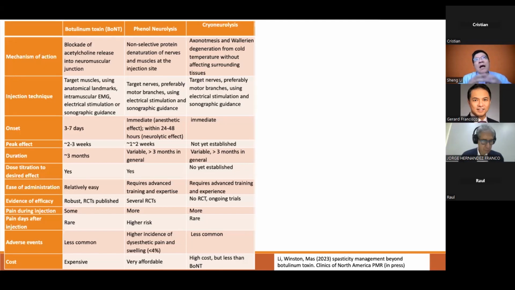So in general, phenol and cryoneurolysis both have a very similar treatment profile: immediate effect, long lasting, at least more than 3 months, usually in a range anywhere from 5 to 10 months. Both are not FDA approved yet, but there's a study ongoing. Phenol has more side effects as compared to cryoneurolysis at this time, and both are more affordable than botulinum toxin.